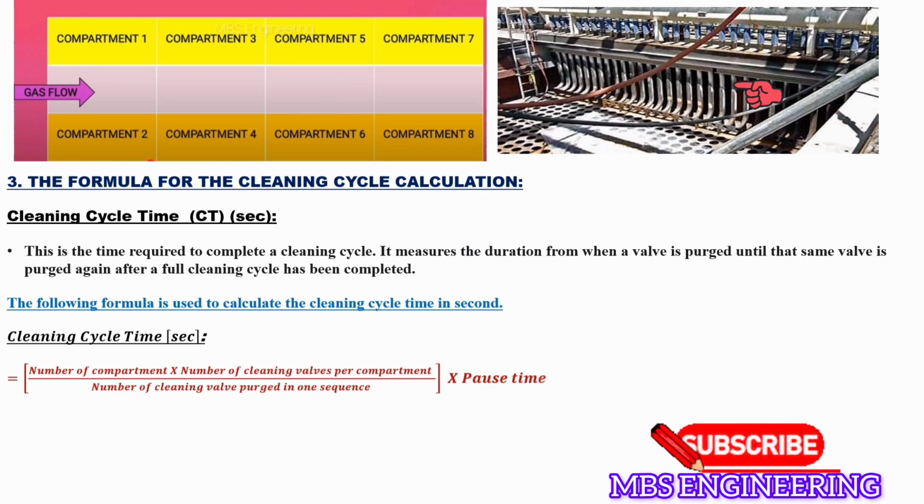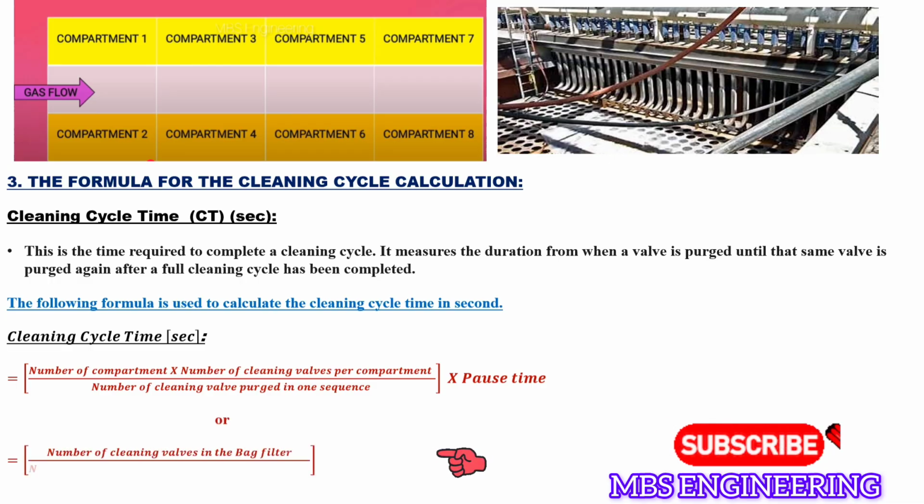For online baghouses, which do not have compartments, a different formula is used. This formula multiplies the number of cleaning valves in the bag filter by the pause time, and the result is divided by the number of cleaning valves purged in one sequence.